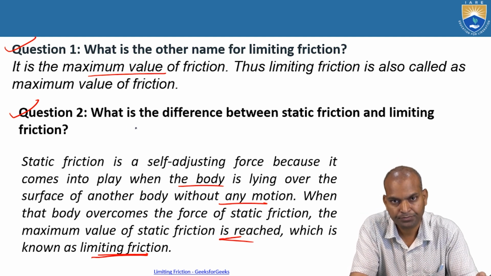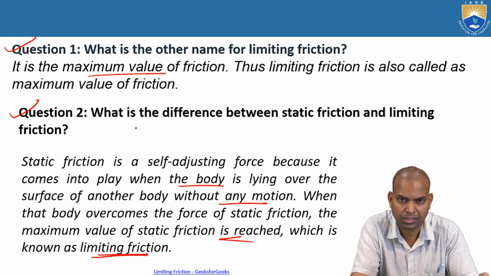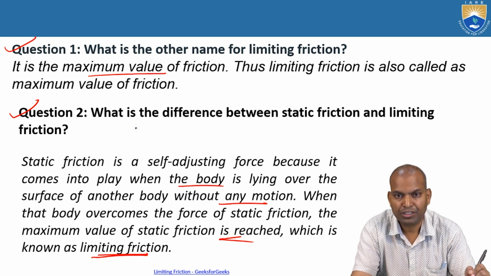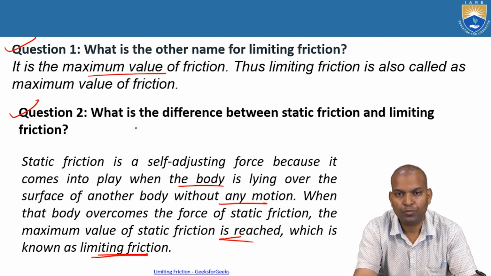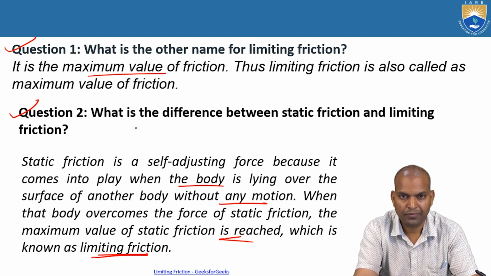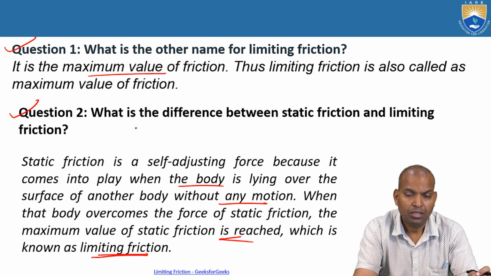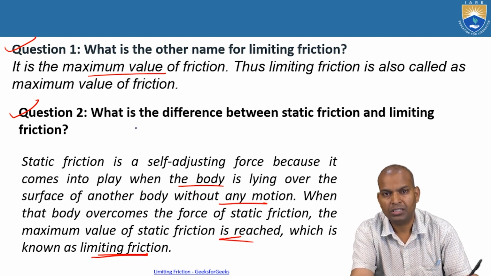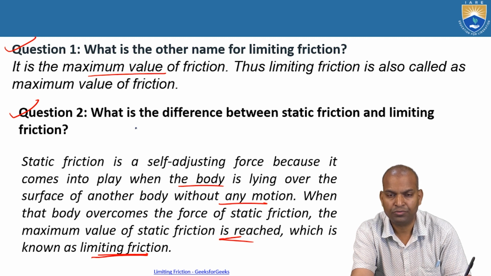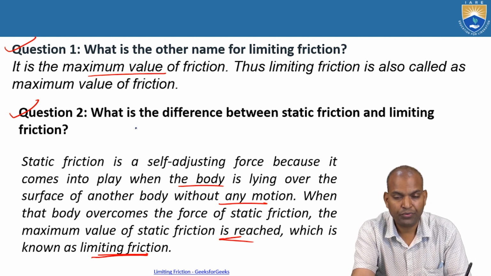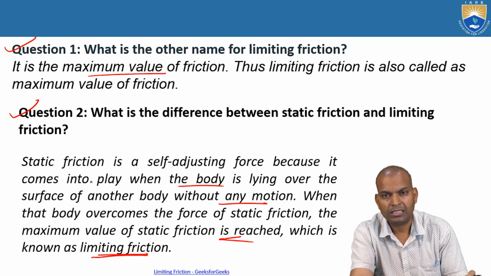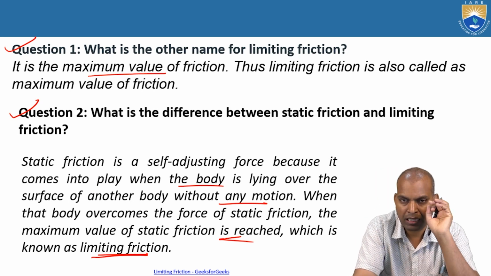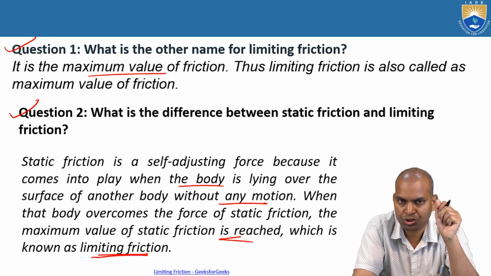Some more questions you can also answer. What is the difference between limiting friction and kinetic friction? Kinetic friction comes after the limiting friction, when the body is in motion; the coefficient of friction then is known as kinetic friction. Which value is larger? The limiting friction value is larger in comparison to the coefficient of kinetic friction. And what is the difference between static friction and kinetic friction? Static friction occurs when the body is at rest. Kinetic friction comes into the picture when the body is in motion.